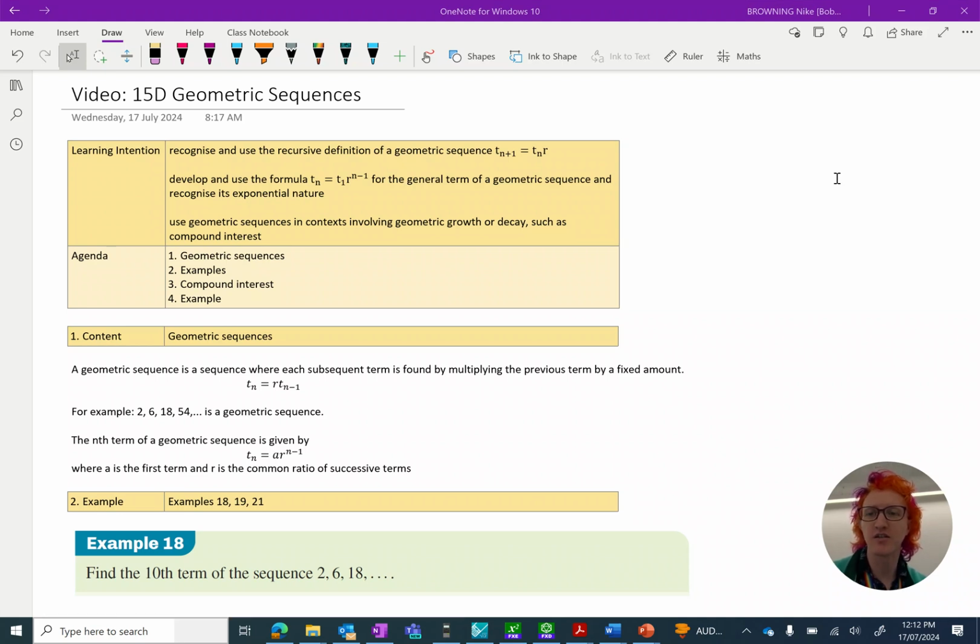Welcome to our third video in the sequences series. This one's geometric sequences, so we're going to introduce those and discuss an example of compound interest as well.